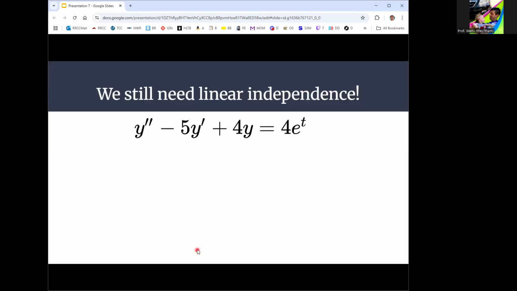Now, one thing that comes up when we do some of these problems is we get a little bit of linear dependence sometimes between the fundamental set of solutions y1 and y2 and the particular solution yp. Consider this example.